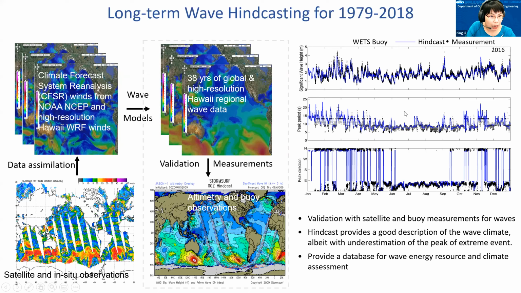The top plot shows an example comparison of hindcast and the buoy measurement in the entire year of 2016. As you can see, the hindcast is able to reproduce the seasonal variation pretty well, and also the rapid change of wave conditions in hourly scales. Except it is missing some of those peaks for big events. But overall, the hindcast is able to provide a good description of the wave conditions. So we can use this database for a lot of applications.